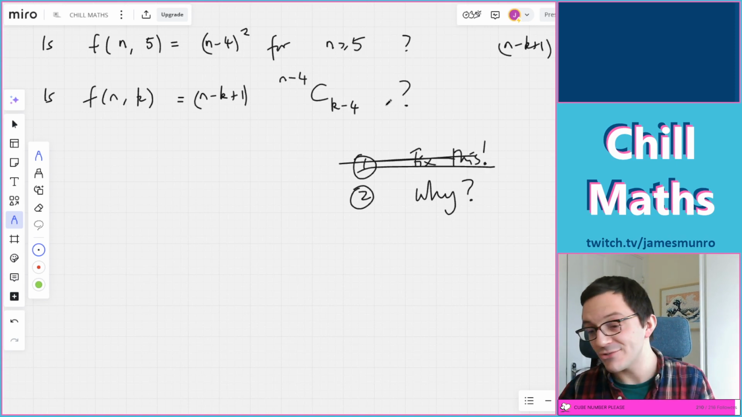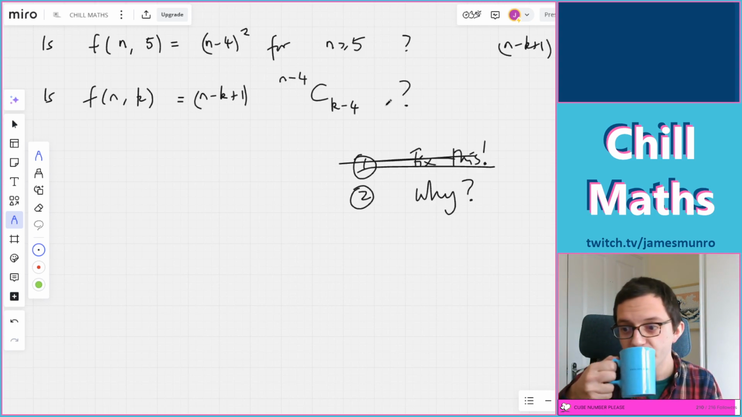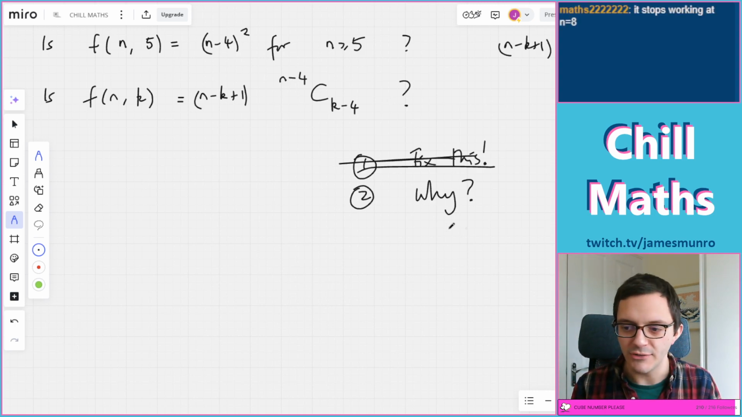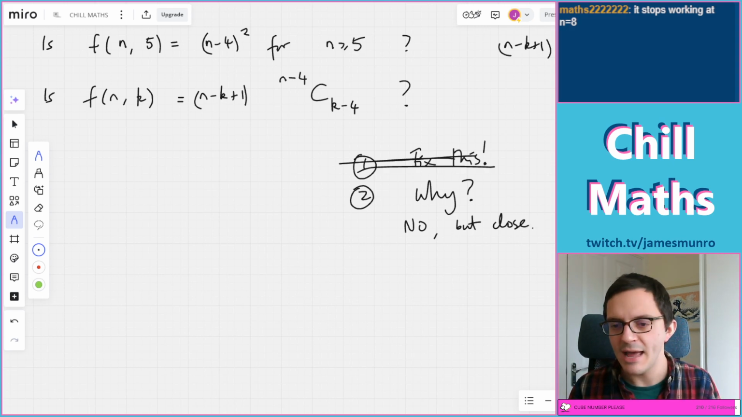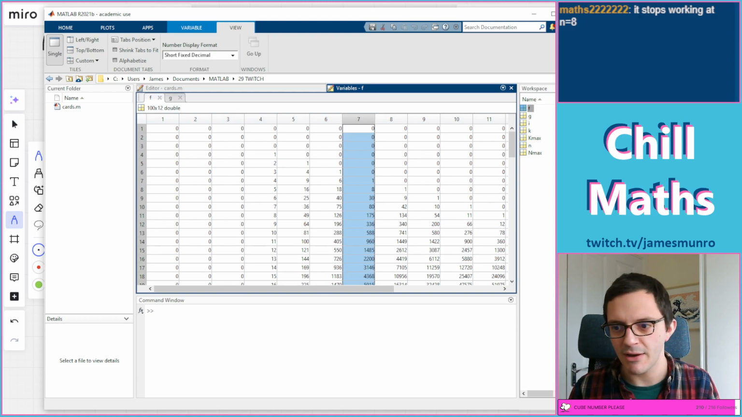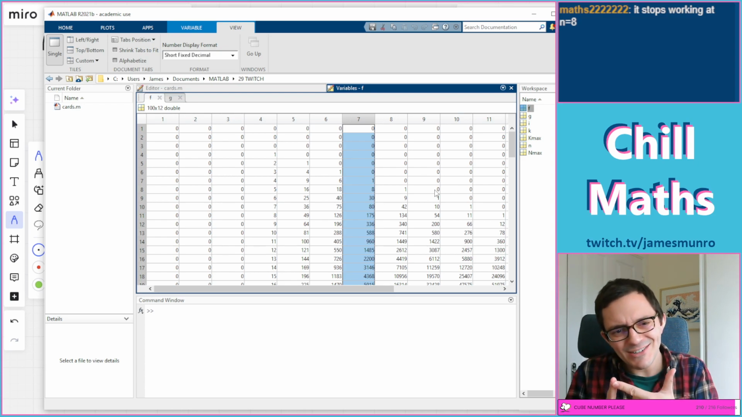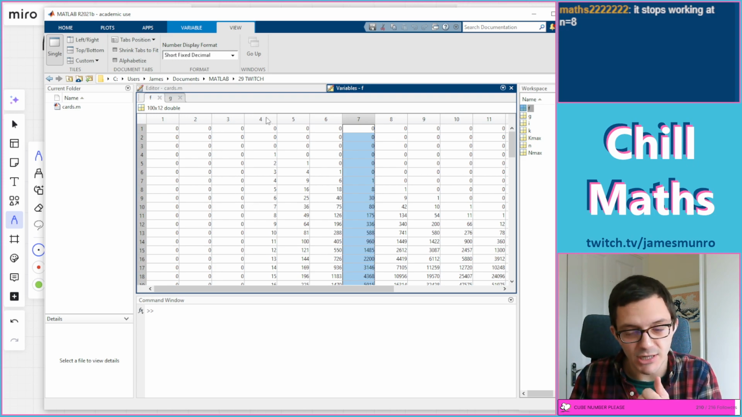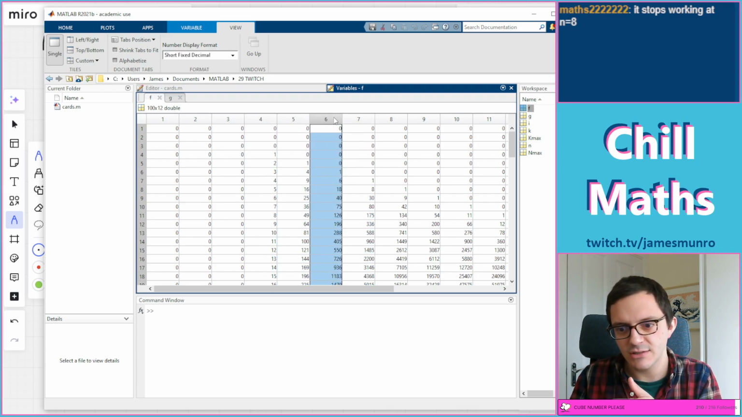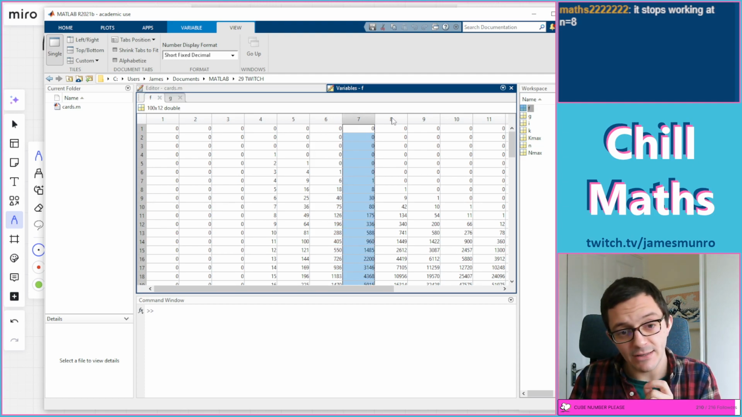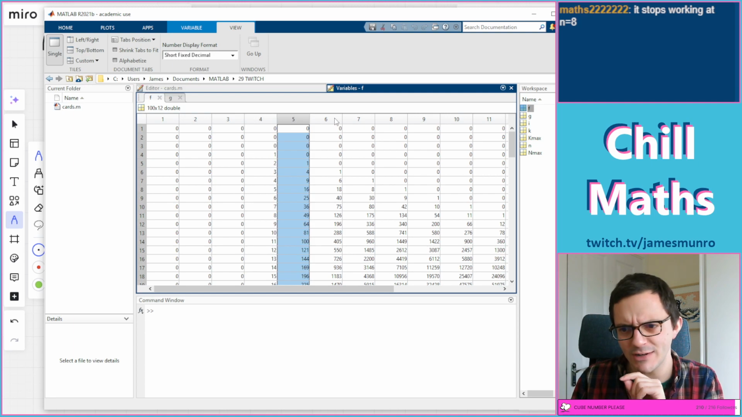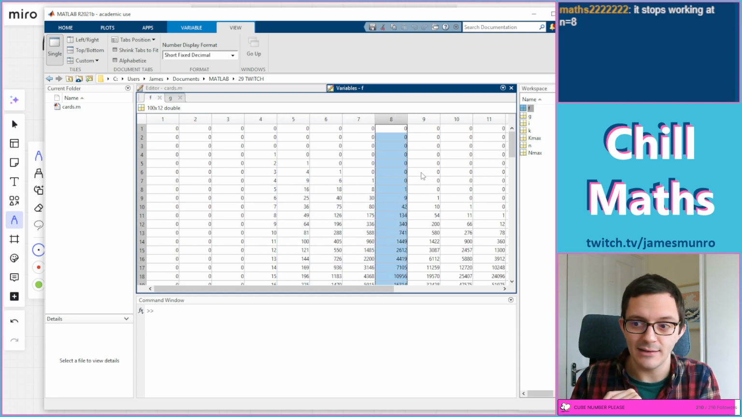This is the cliffhanger we left the stream on last week. So the answer to why is no, which doesn't quite make sense, but close. It does work, but it stops working at n equals 8, and it is interesting to think about why it stops working when n is 8. So the why question gets replaced with this larger sort of why and why not question. Like, why does it work to start off with? This works for cases 4, 5, 6, and 7, but fails when n is 8.